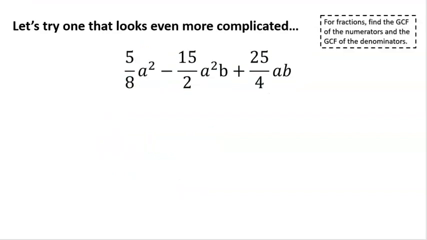All right, let's try one that looks even more complicated. So if you come across having to find a GCF and you're dealing with fractions, it's actually pretty easy. You're going to find the GCF of your tops, and then you're going to find your GCFs of the bottoms. And so you're doing them separately. So the highest number that goes into the tops is going to be 5.